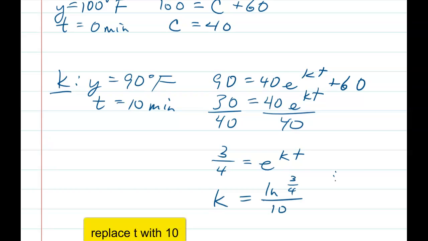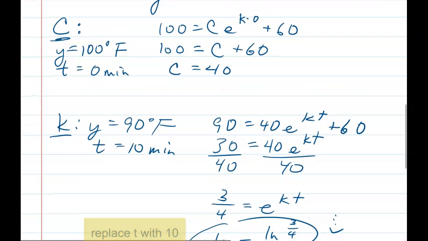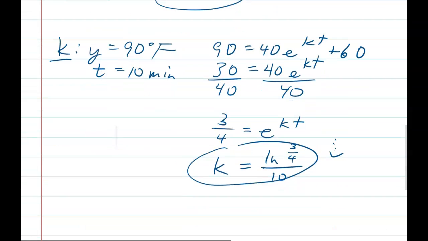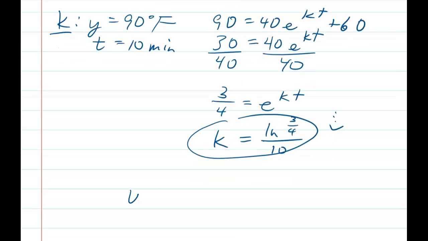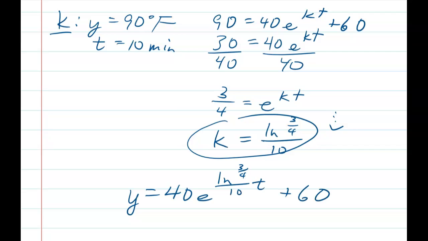There are a few steps there that I skipped through. So there's our k value, and then we have our c value. And this means we can write y is equal to 40 e to the natural log of 3/4 over 10 times t, plus 60. And there's our function for this teacup.